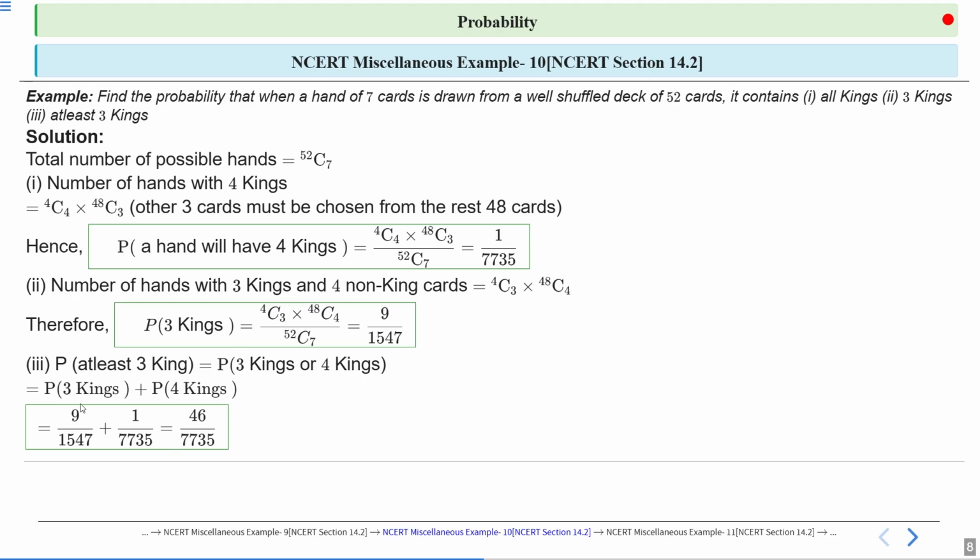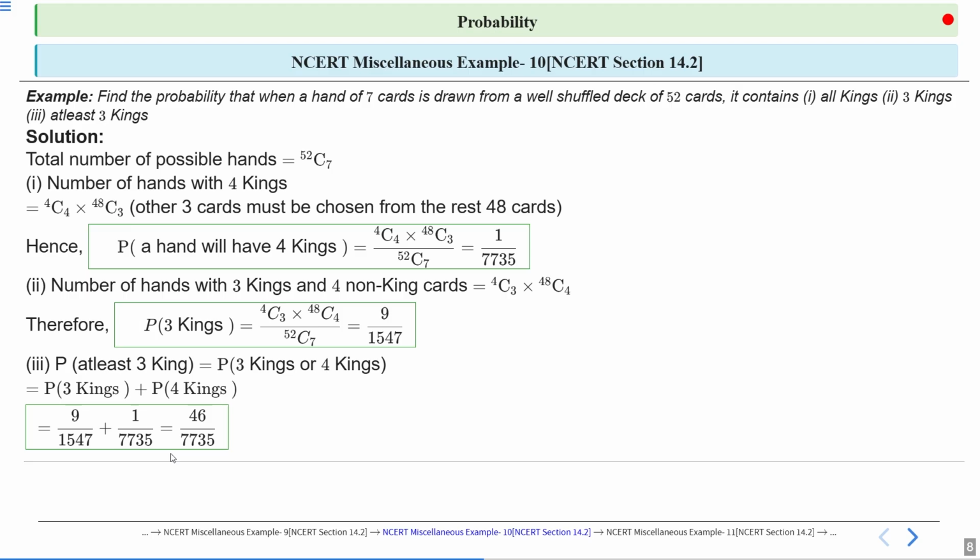After putting the values of the probability of 4 kings and the probability of 3 kings, we obtain that the probability of at least 3 kings is equal to 9 over 1547 plus 1 over 7735. Just add them and you will obtain the answer. So the probability of at least 3 kings is equal to 46 divided over 7735. Clear?